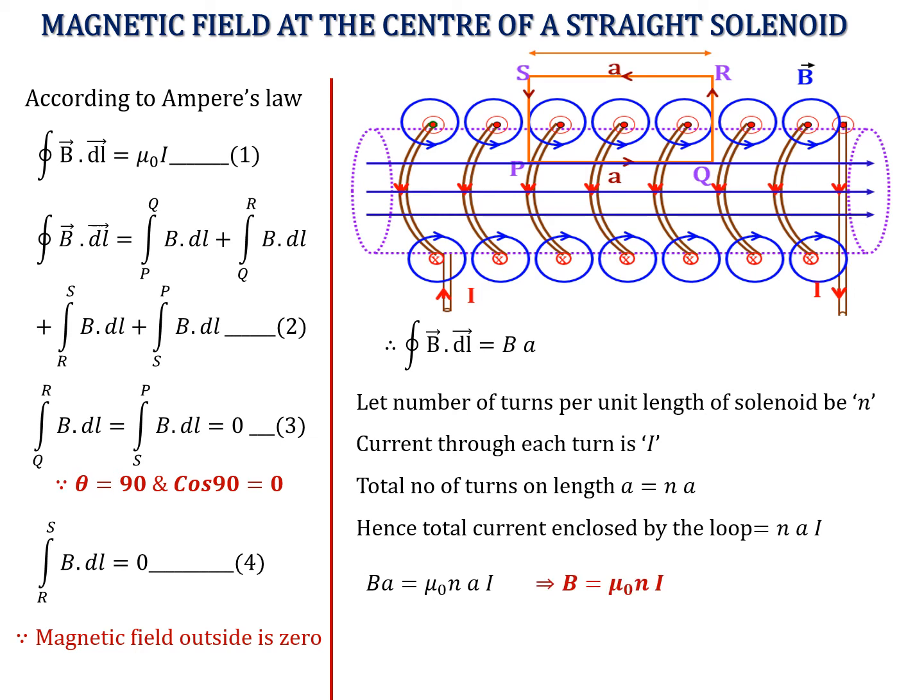So magnetic field depends upon the nature of medium enclosed by the solenoid, number of turns per unit length, and the current passed through the solenoid. If we take some other medium as the core of the solenoid, the magnetic field can be written as B is equals to mu R mu naught NI, where mu R is the relative permeability of the medium.